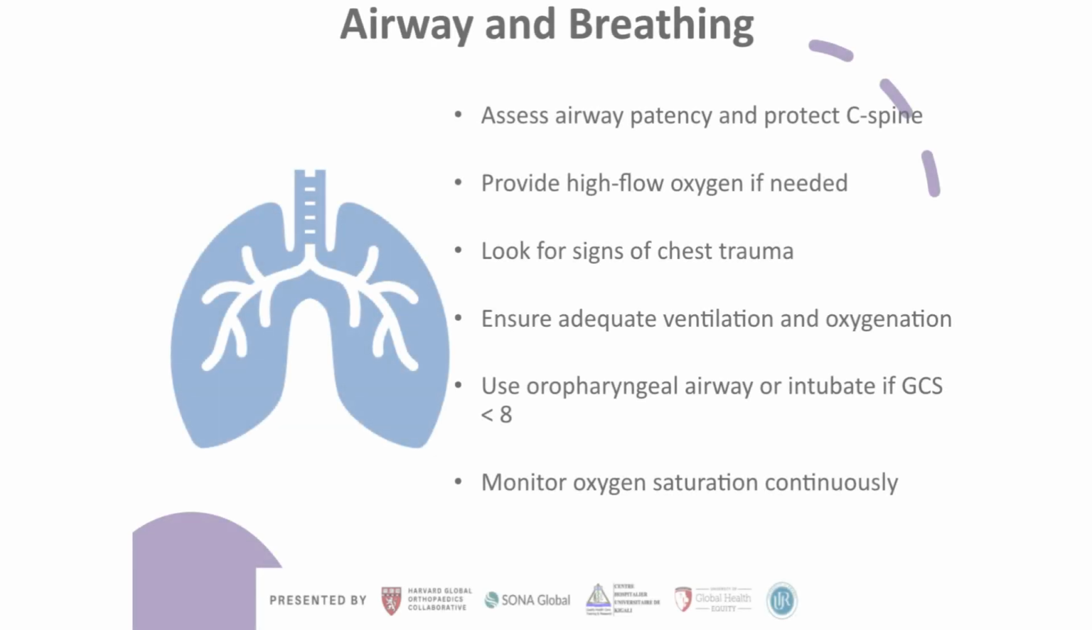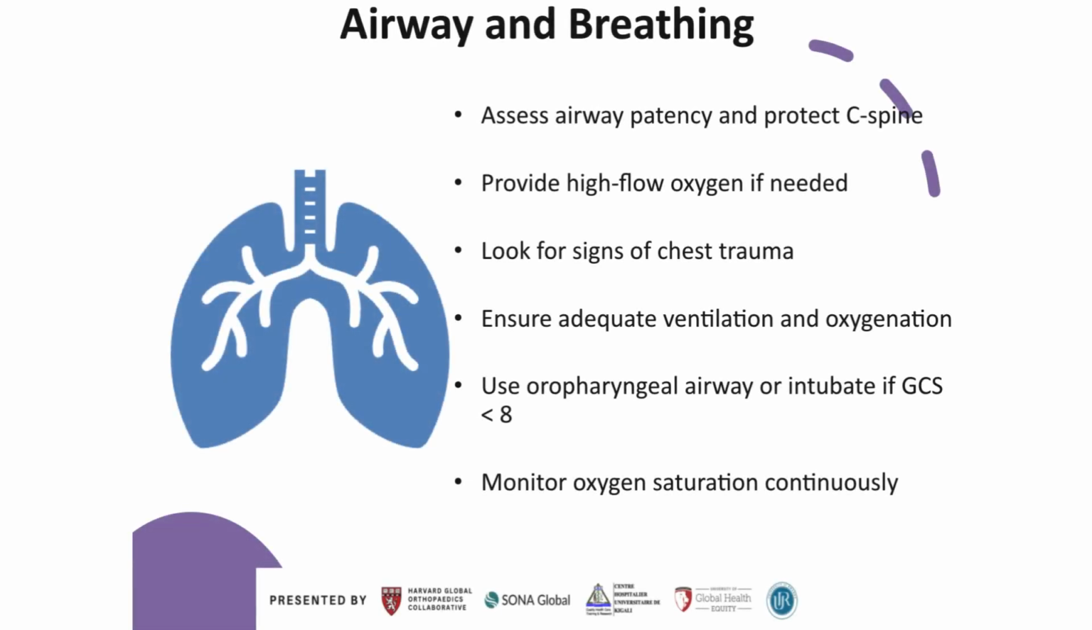You start with the thing that can kill the patient: A, B, C, D. If your patient can't breathe very well, you have to give assistance with breathing. Especially for the ones that you find on the scene in a coma with a GCS below 8, you have to anticipate and intubate.